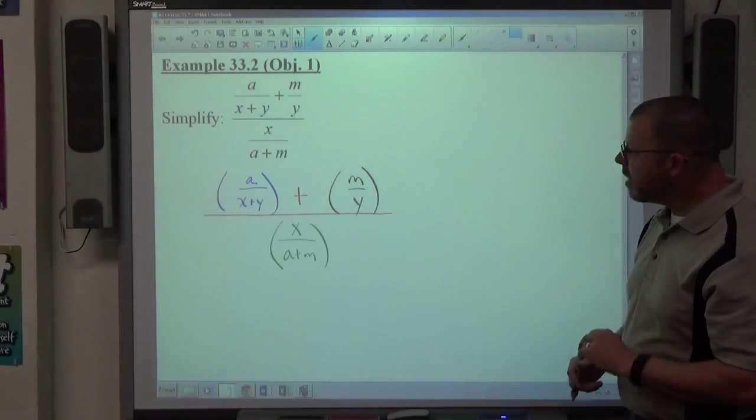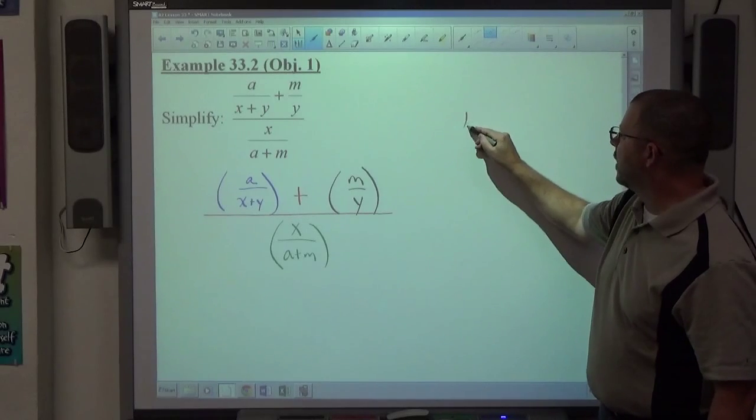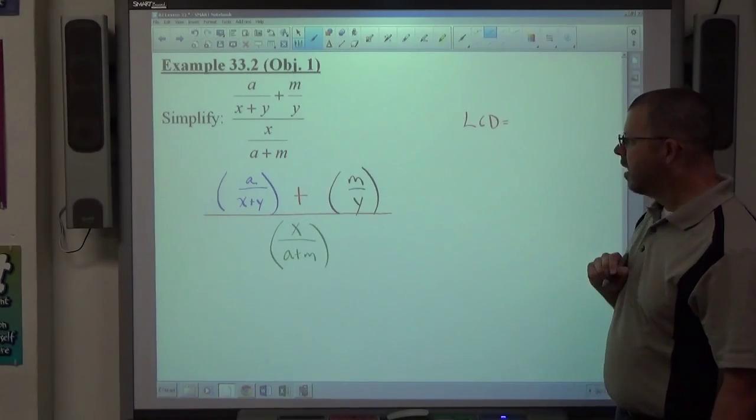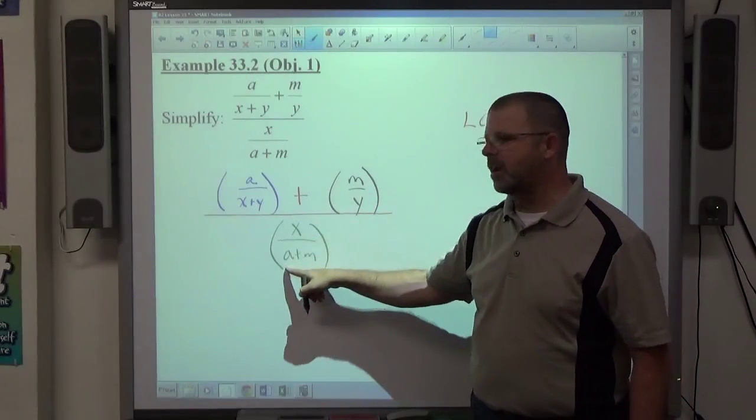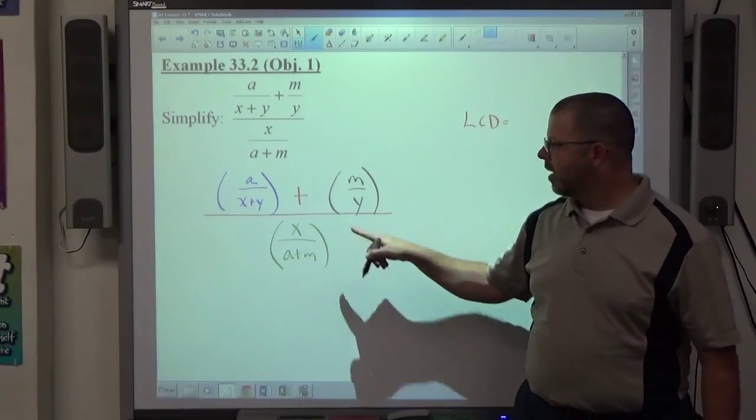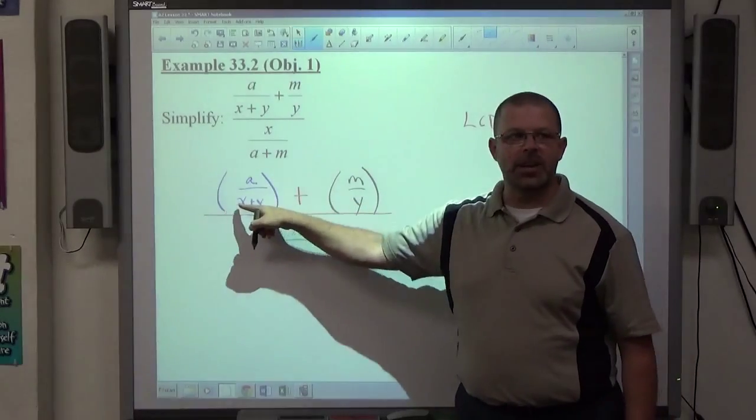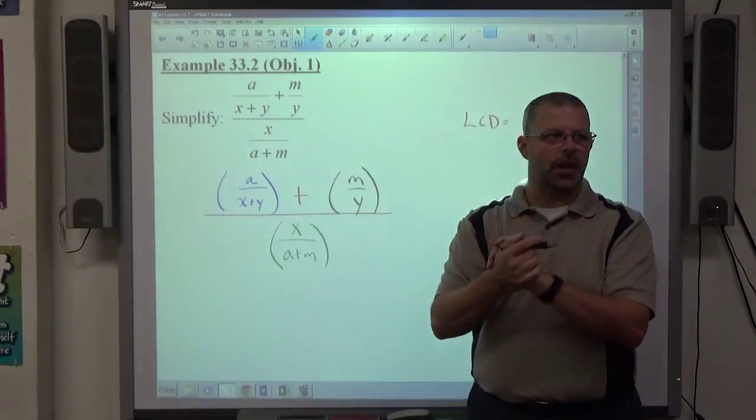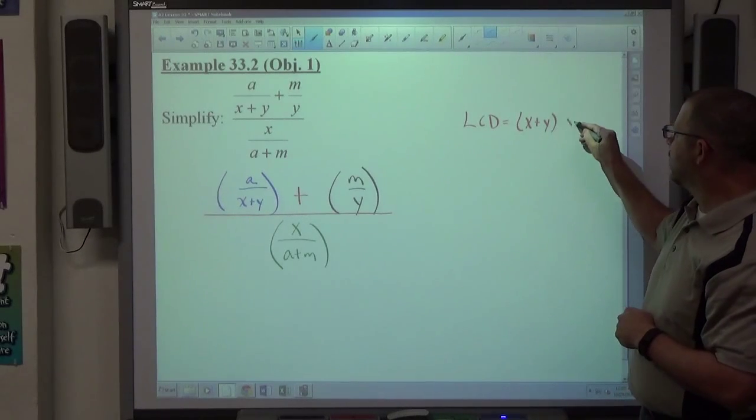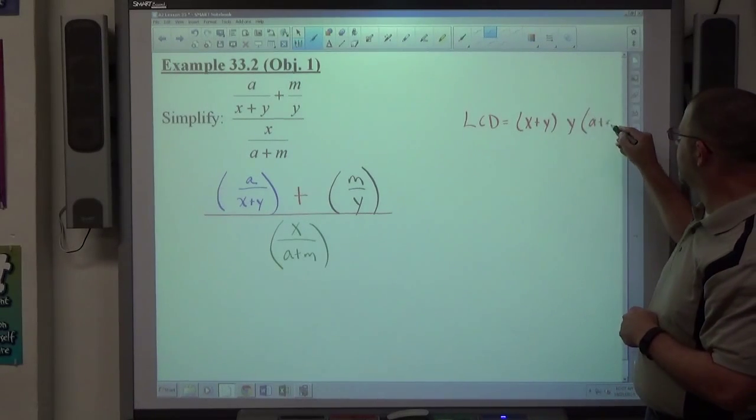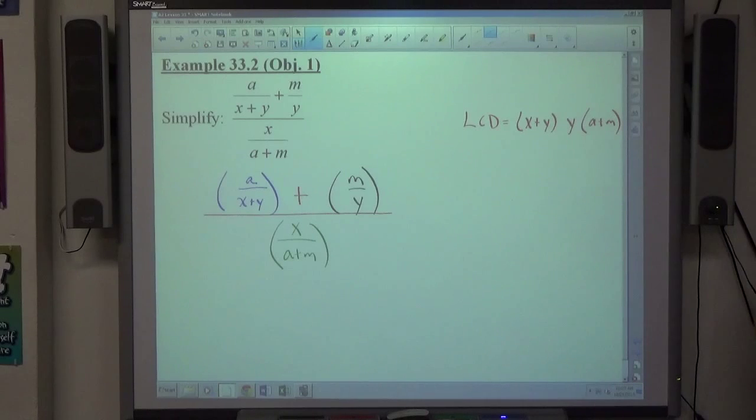So, looking at the least common denominator of this thing, LCD, x plus y is not the same as y, which is not the same as a plus m, right? This y is the same as that y, but that y is attached to that x, so x plus y represents a type of factor. Y is a type of factor, and a plus m is a type of factor. That's the least common denominator of the fractions. That's what I need to multiply by.